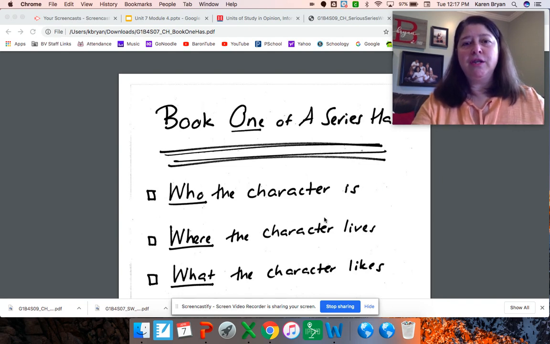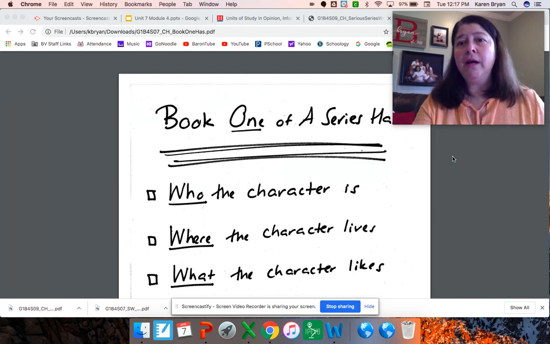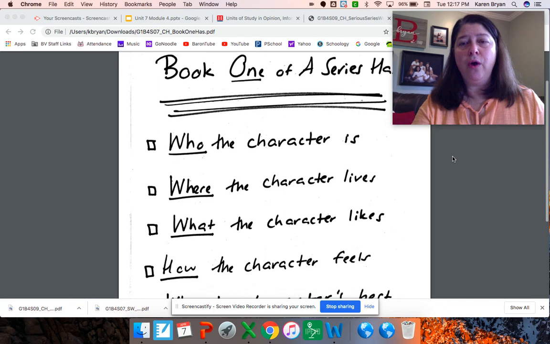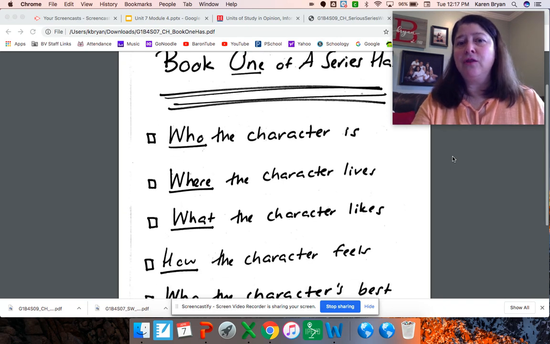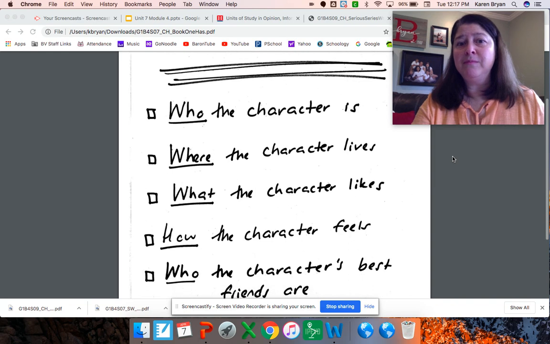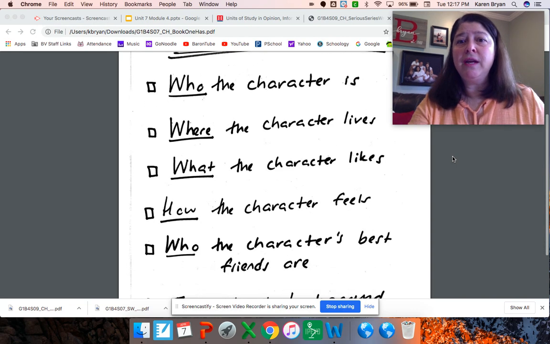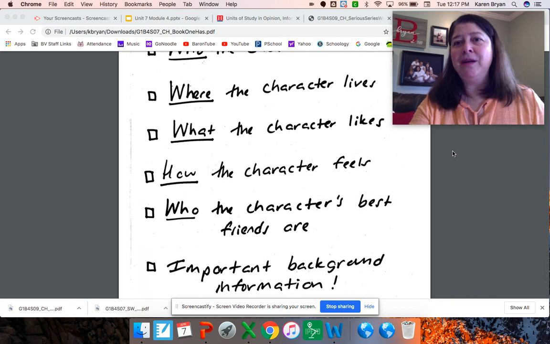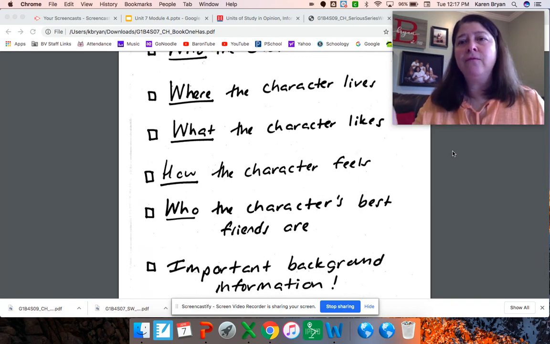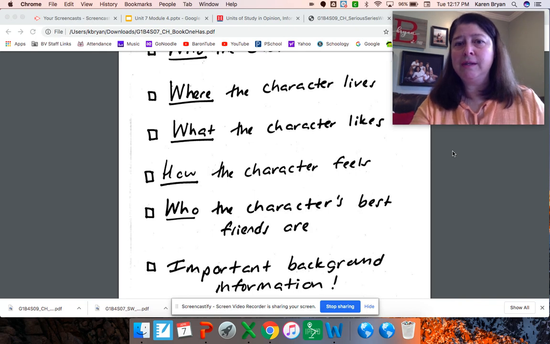So I want you to take a look at the screen that I have here, and it says book 1 of a series. So book 1 is going to have to do some important things. It's going to have to tell who the character is. Maybe there's more than one character. Henry and Mudge are always a team. Where the character lives, what the character likes. We know that Mudge likes crackers, and that's something that we hear in every one of those stories.